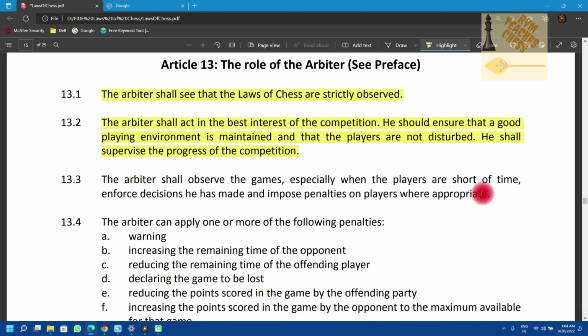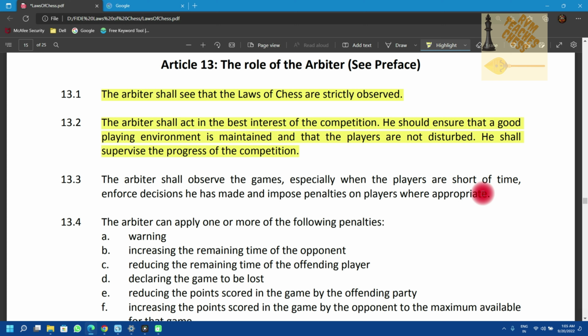The role of the arbiter. I've already mentioned what an arbiter is. He's like an umpire in cricket. He looks after the proceedings, whether all the players are following the rules and regulations of the tournament. He observes all this, and he's the authority who has the right to penalize the players who make mistakes with the rules.